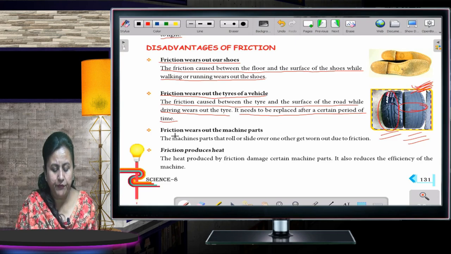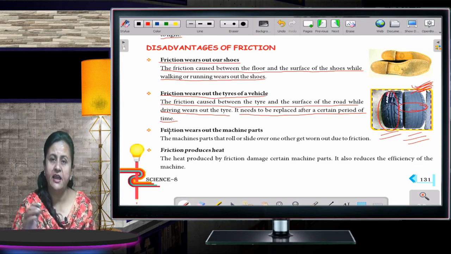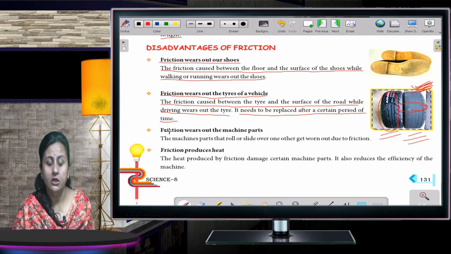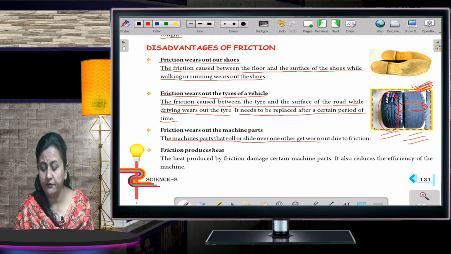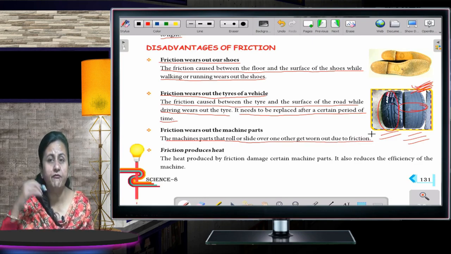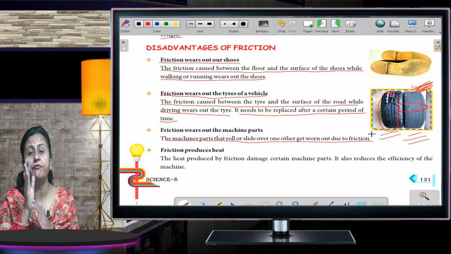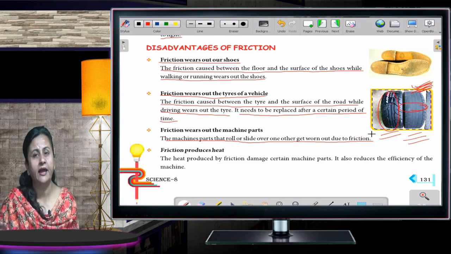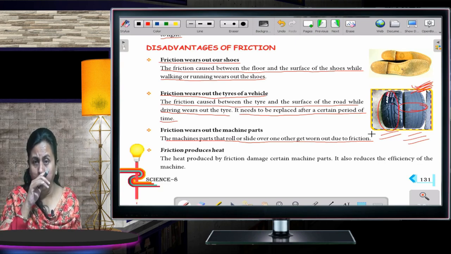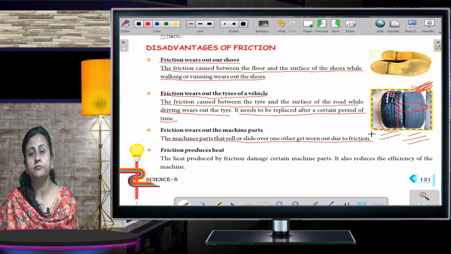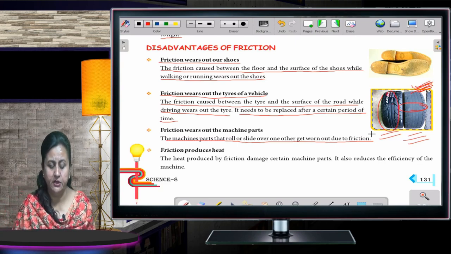Okay, now friction wears out the machine parts. Every time the machine is working, what happens? The parts get smooth. Okay, so the machine parts that roll or slide over one another get worn due to friction, because every time it is moving. And what is happening? Every time it is moving, the rough surface becomes smooth, and after some time it is very difficult to use that machine.